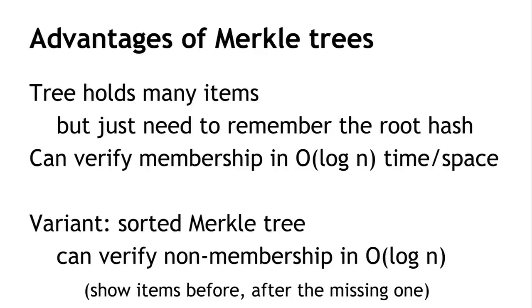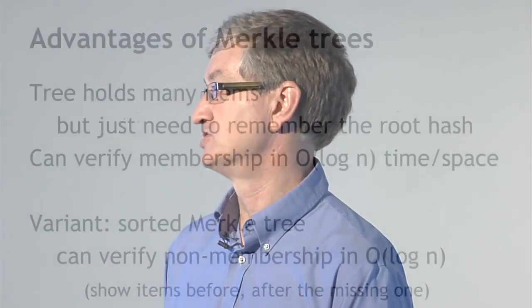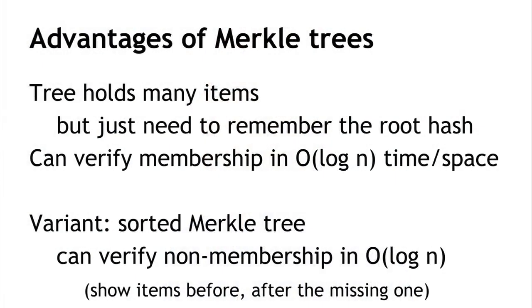That's nice. And there's a variant, which is a sorted Merkle tree. That's just a Merkle tree where we take the blocks at the bottom and we sort them into some order, say alphabetical, lexicographic order, or numerical order, or some order that we agree on. Now, having done that, once we've sorted the Merkle tree, it's possible to verify non-membership in a Merkle tree. That is, we can prove that a particular block is not in the Merkle tree. And the way we do that is simply by showing a path to the item that's just before where that item would be and just after where it would be.